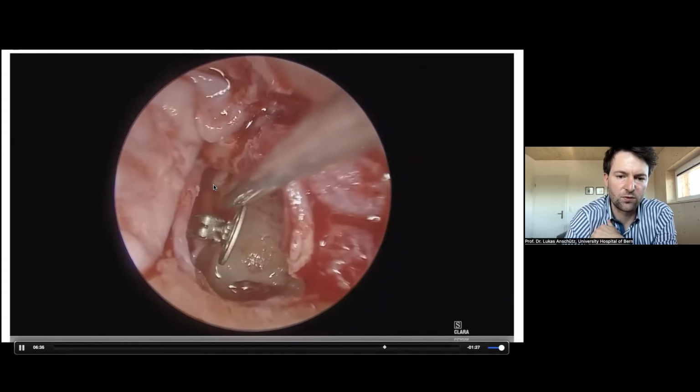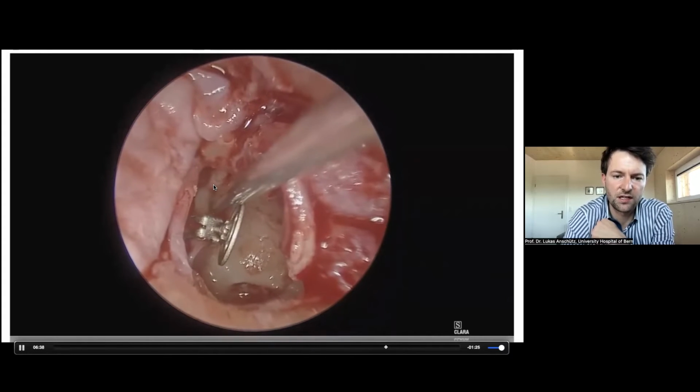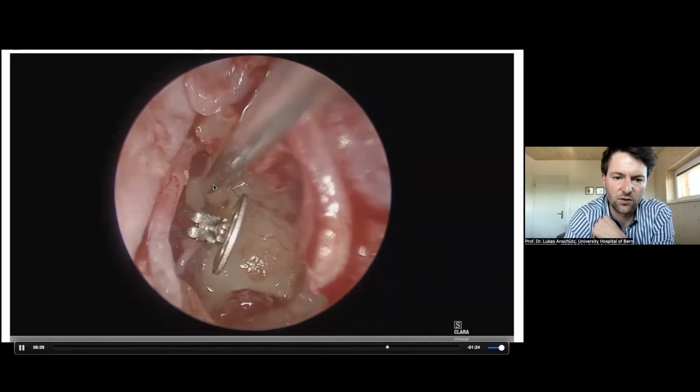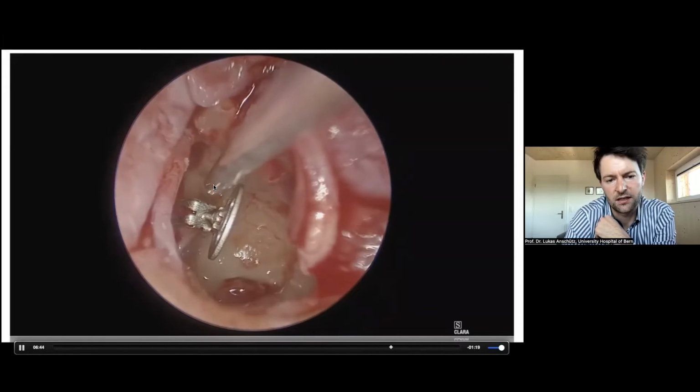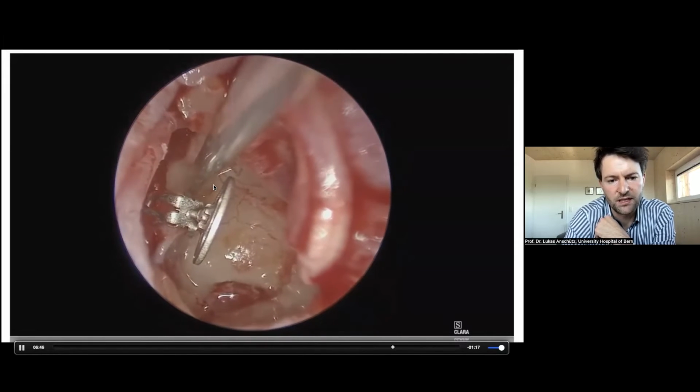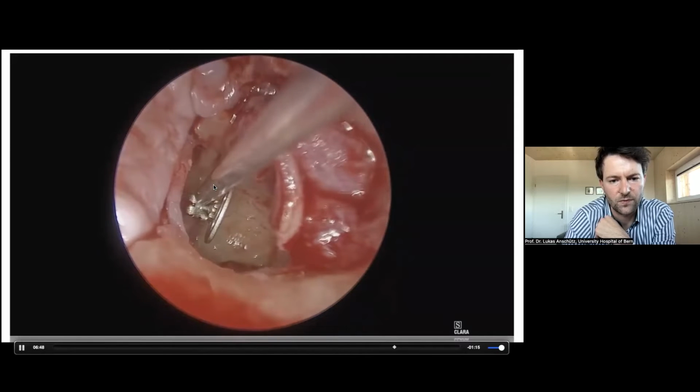And now with the suction, I can check if I have a good position. It holds nicely on the stapes head. And then I can check for the mobility. So it's good.